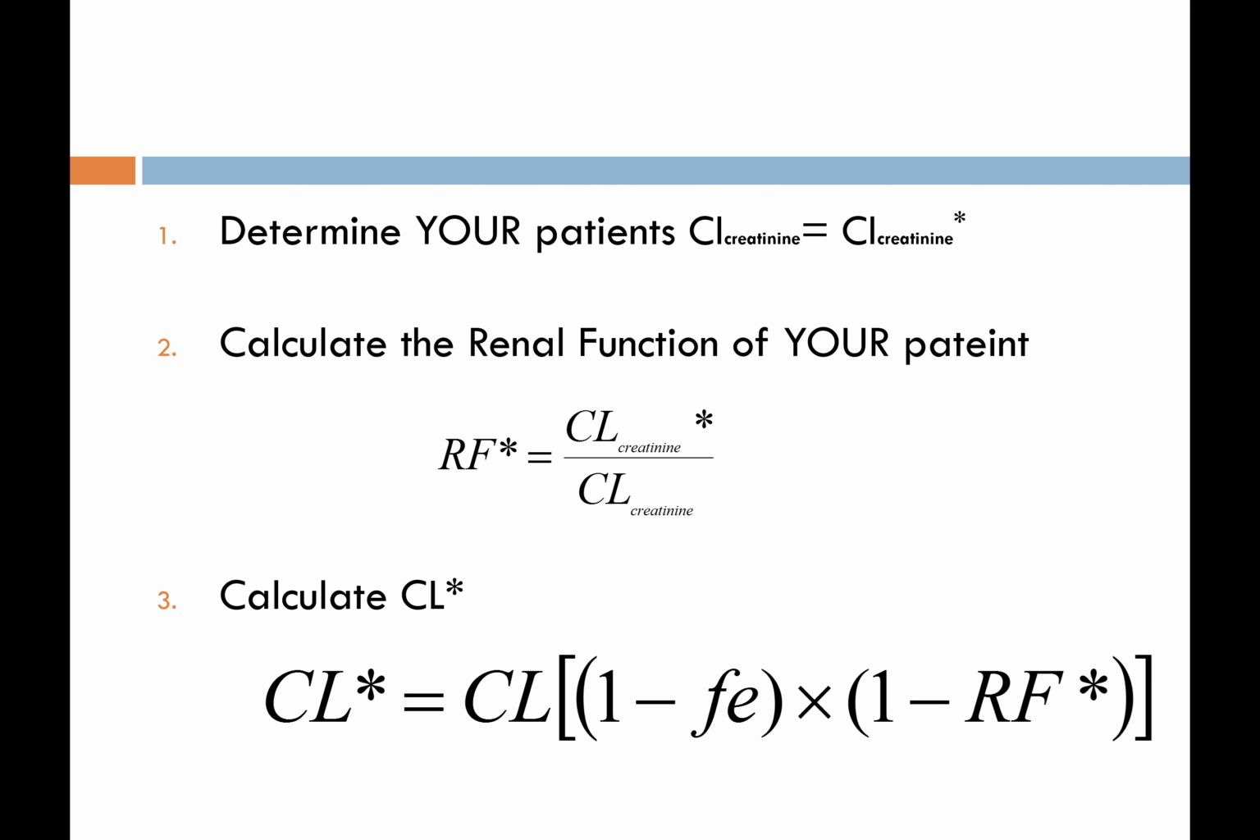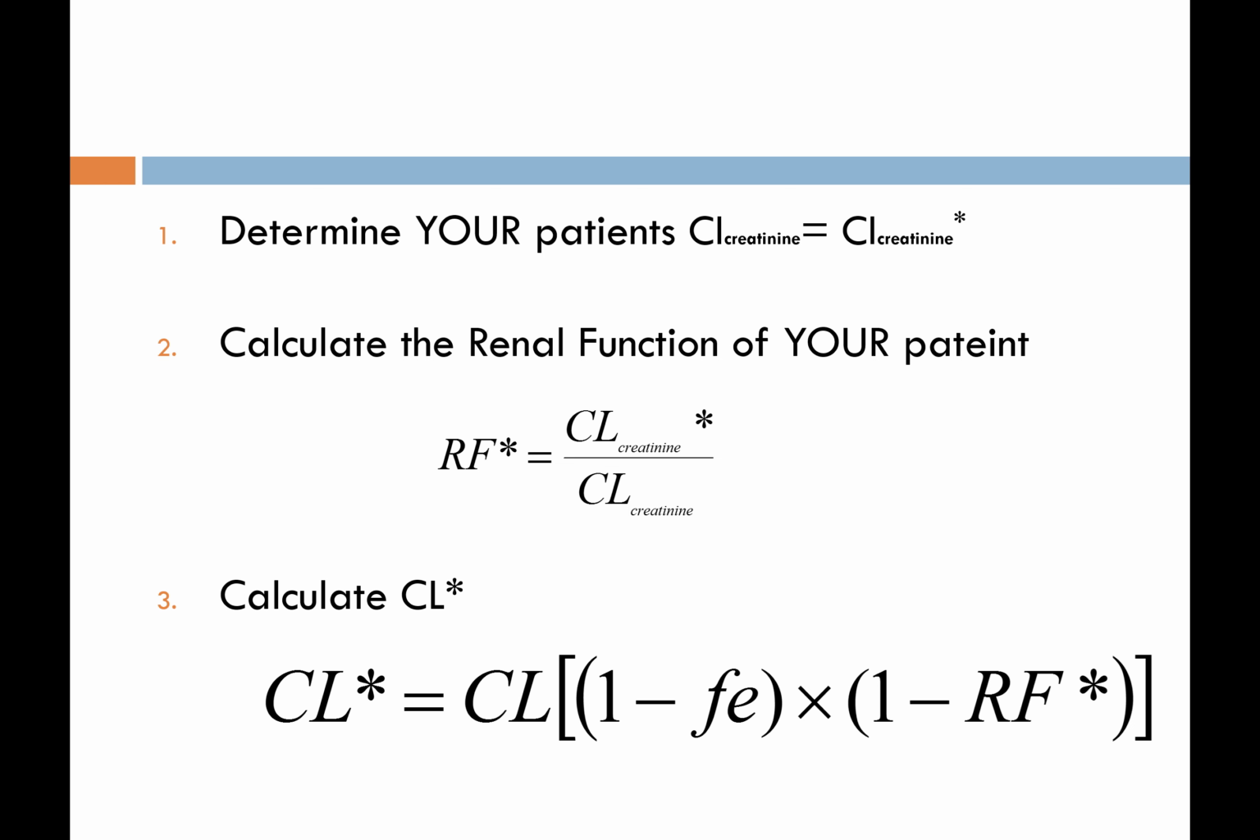So determine your patient's clearance. The little star next to the creatinine clearance is your patient-specific clearance. In order to calculate the renal function of your patient, you're making a ratio back to that 120 milliliters per minute that is patient population based. So you're taking your specific patient's creatinine clearance and dividing it by what the average patient's creatinine clearance is to get the renal function.